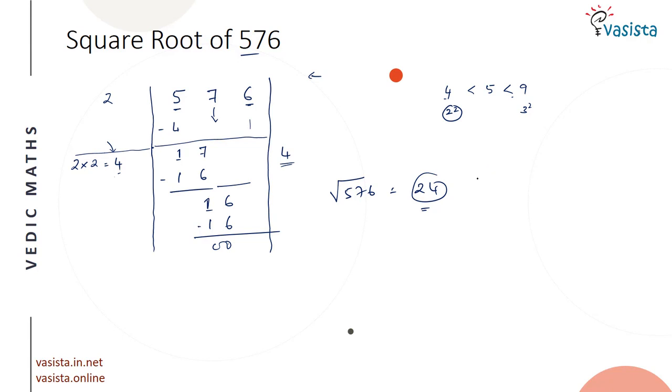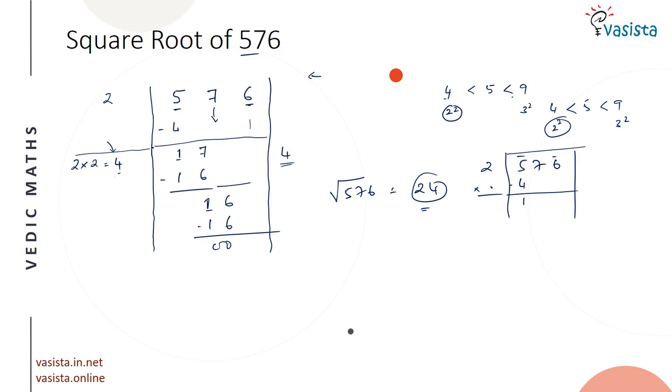Did you understand? Let me go through it one more time. Take a number, that is 576. Make odd places. Start with the greatest possible square. So 5 is in between 4 and 9. Let me take 2 square, and this is 3 square. You have to subtract the square of this 2, that is 4. 5 minus 4 is equal to 1.